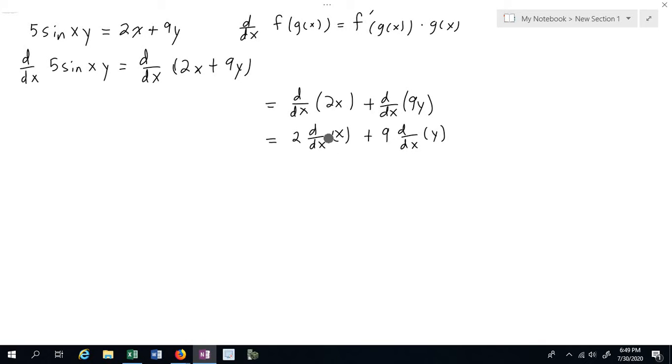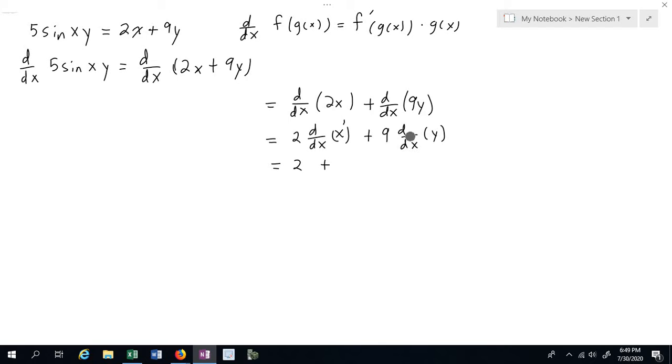Now we're just left with the derivative of x with respect to x, and that's just equal to 1. You can use the power rule to find this. This is like x to the first power. So when you find the derivative using the power rule, you'd pull the 1 down in front, and you would subtract 1 from the exponent, and you would get x to the 0 power. And x to the 0 power is 1. So you just get 2 times 1, and that's equal to 2.